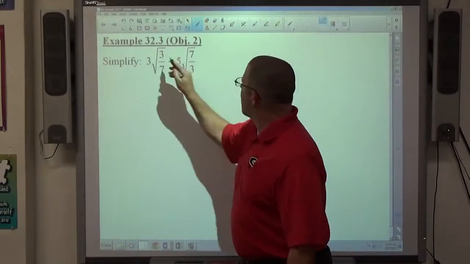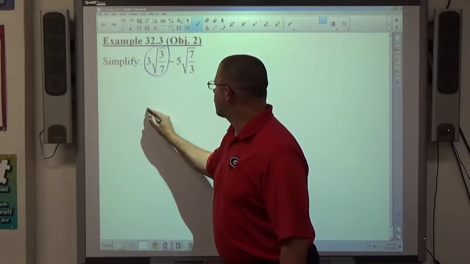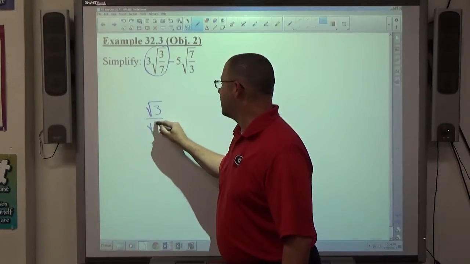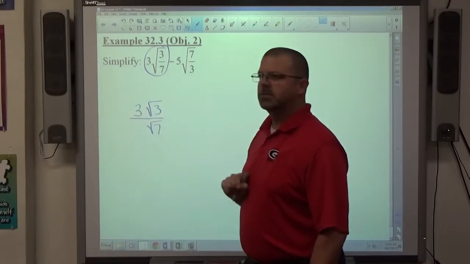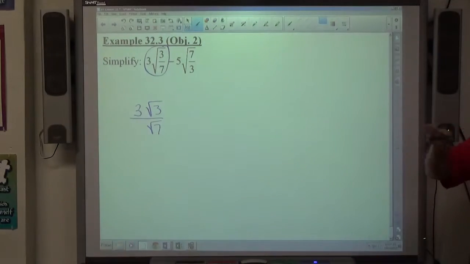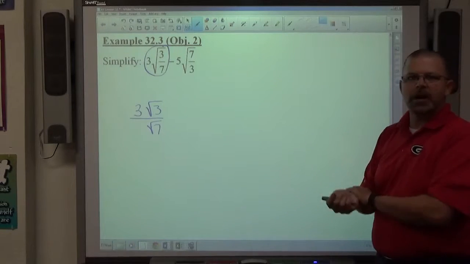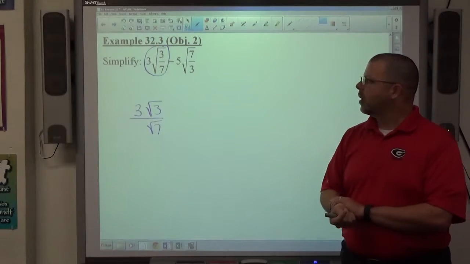Just like the last one, I've got my square root of 3/7. If I start off with that, square root of 3 over the square root of 7, right? That 3 belongs in the numerator. So now I would recommend, when you split it apart like that, get that 3 right up there on the top, where it's the square root of 3.